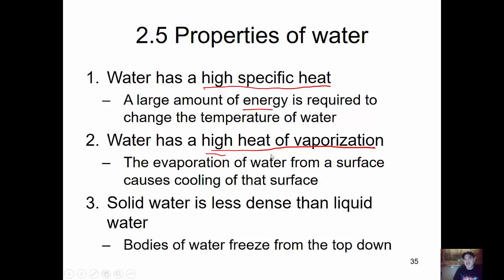And that's pretty good because that helps water provide cooling. Like when you sweat, you perspire, and the water evaporates off of your skin, it has to take a lot of heat in order to do that, so it can pull the heat away from your body.